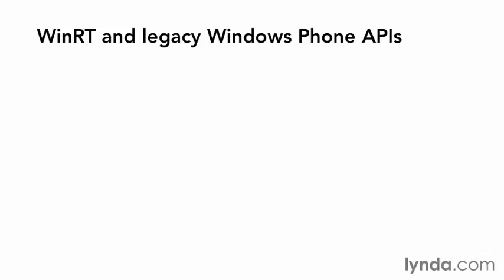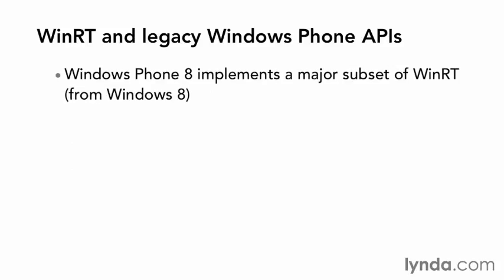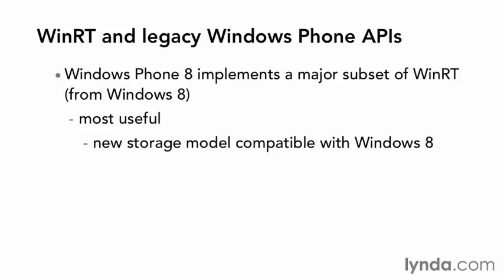Windows Phone 8 also implements a major subset of the Windows runtime, sometimes called WinRT, from Windows 8. The most useful pieces of this are the new storage model compatible with Windows 8. That means you can actually have code that reads and writes your data files that you can use exactly the same between Windows Phone and Windows. The only differences have to do with exactly which folders are accessible. In Windows, sometimes you can access things that are shared between apps, whereas in Windows Phone, you can never access things that are shared between apps.